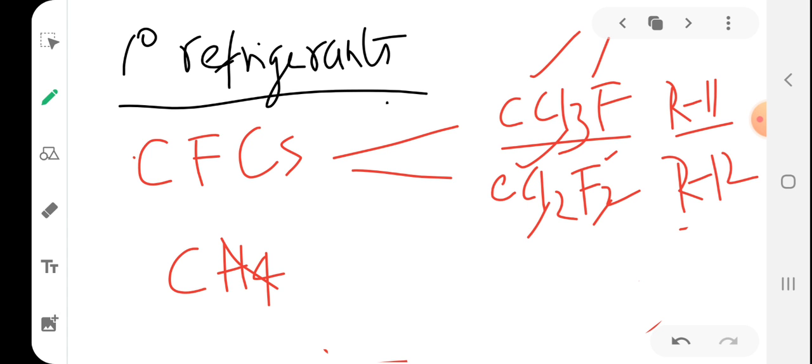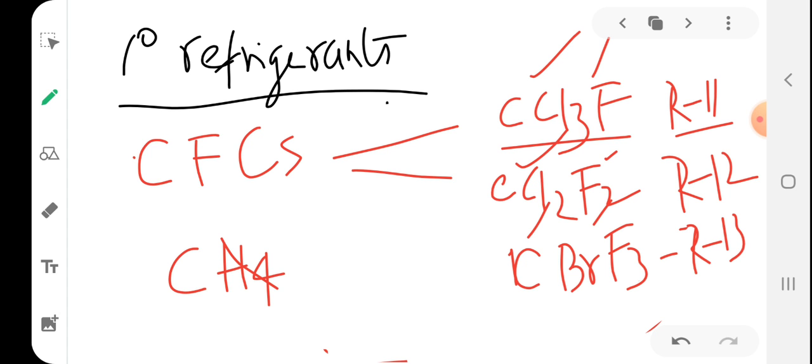Okay, and there is a compound called monobromotrifluoromethane, CBrF3, and this is R13B1. So such kinds of CFCs are the basic halocarbon compounds used as refrigerants.